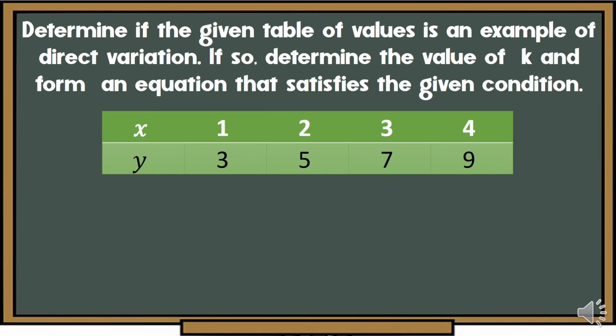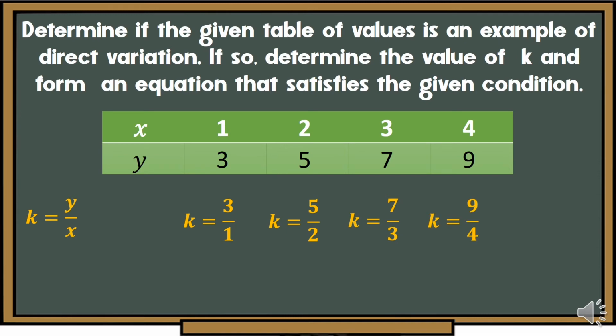Determine if the given table of values is an example of direct variation. If so, determine the value of k and form an equation that satisfies the given condition. First, let us identify the value of k, y over x. Y over x in here is 3 over 1 or 3. Second, we have 5 over 2. Third, we have 7 over 3. And lastly, we have 9 over 4.